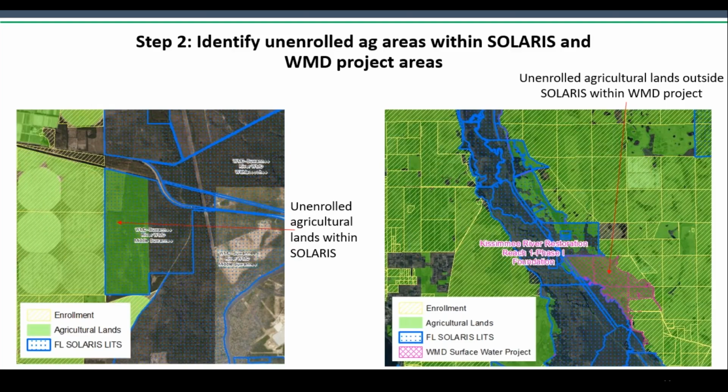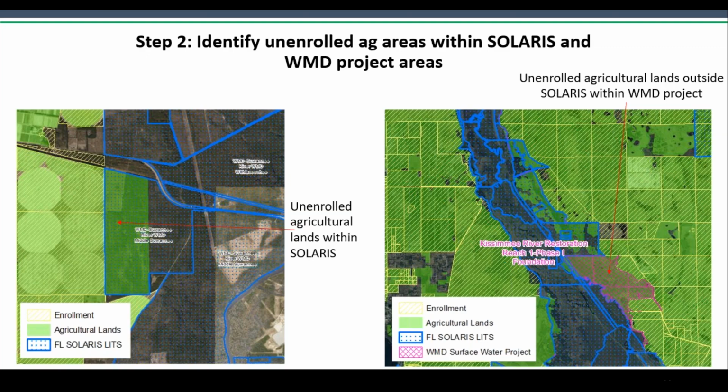Step 2, we identify unenrolled agricultural areas within SLIVERS and WMD project areas. So we set aside unenrolled areas located within state-owned properties or properties owned by water management districts. From our program planning perspective, these areas are low priority for enrollment, given that when a producer is entering into a lease agreement with the state of Florida or a water management district, the lease requires that they enroll in our BMP programs and implement the applicable BMPs.